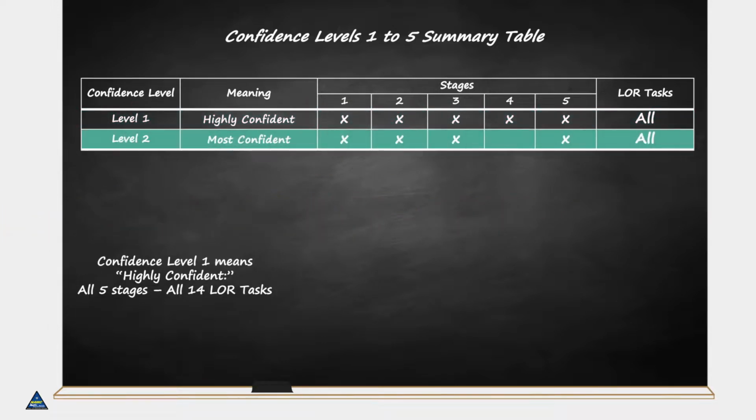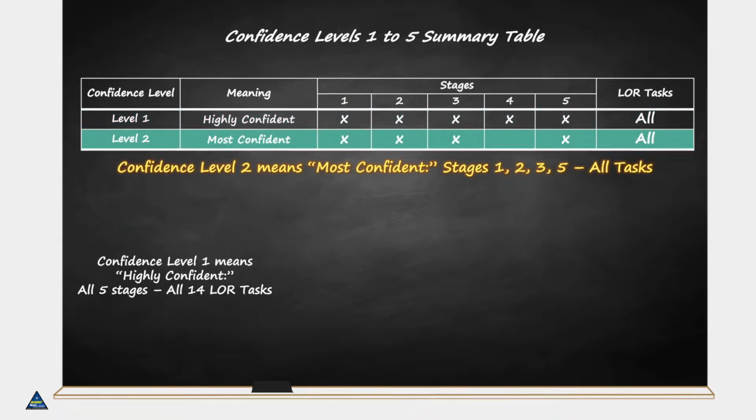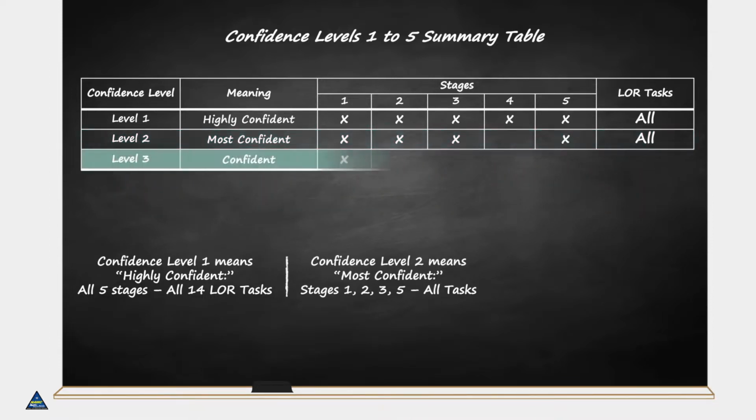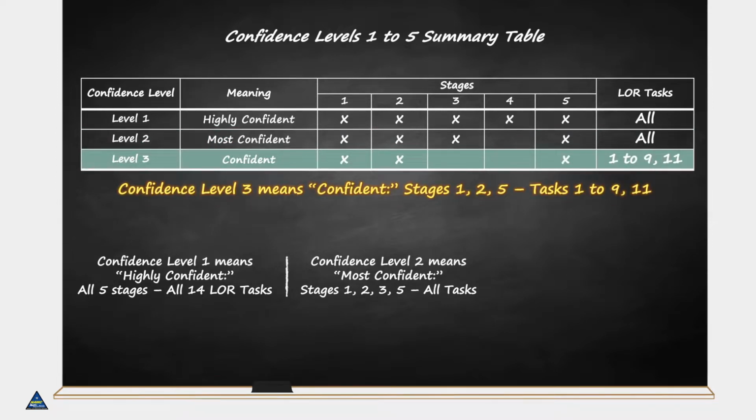Level 2. If you can't do level 1, can you at least do level 2? Is there a need for it? Why would you pick level 2 over level 1? What would be the issues that you'd face? Confidence level 3 means confident. That means you're only using 3 stages. You're excluding algorithm design, algorithm code. You're not looking under the hood. Your tasks are limited to 1 through 9 and 11. Why would you exclude algorithm design and algorithm code if you want to be confident in your system? Why would you make this choice? I want you to think about that.